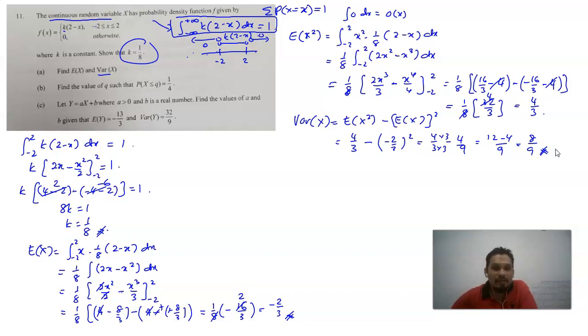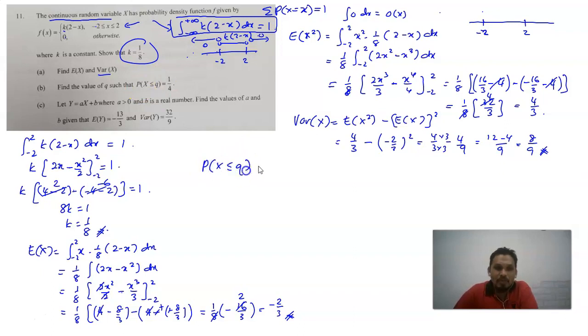Okay, find the value of q such that the probability of x less than q equal to 1 over 4. So class, earlier we looked at the domain here is between negative 2 until 2. So the integral from negative infinity until negative 2, the function is 0. So integral of 0 dx equal to 0. So the integral from negative 2 until any point in between negative 2 until 2 gives you a value.